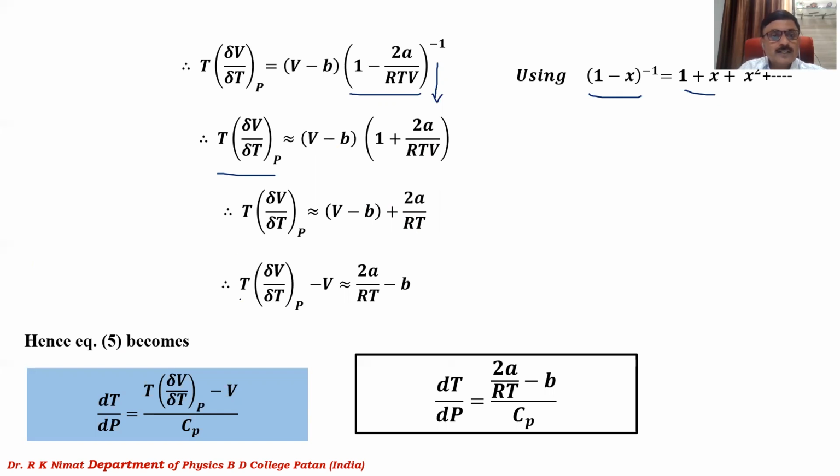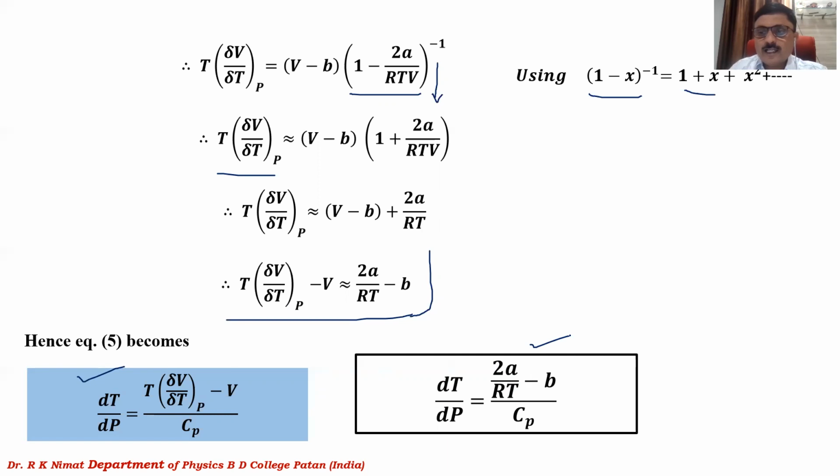So you will get the equation as T into delta V by delta T at constant P minus V is equal to 2a divided by RT minus b. That equation, that approximation, you will get for the real gas. And this quantity, T into delta V by delta T at constant P minus V, can be used in the Joule-Thomson equation, so that you will get dT divided by dP is equal to 2a divided by RT minus b divided by Cp. So this is the approximate equation for the Joule-Thomson effect for real gas.